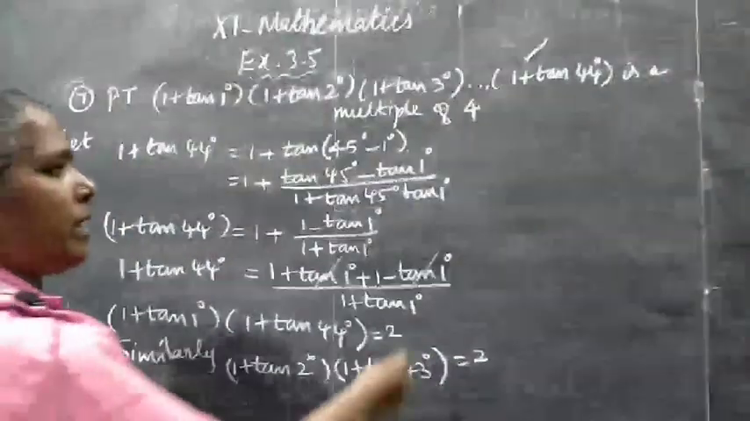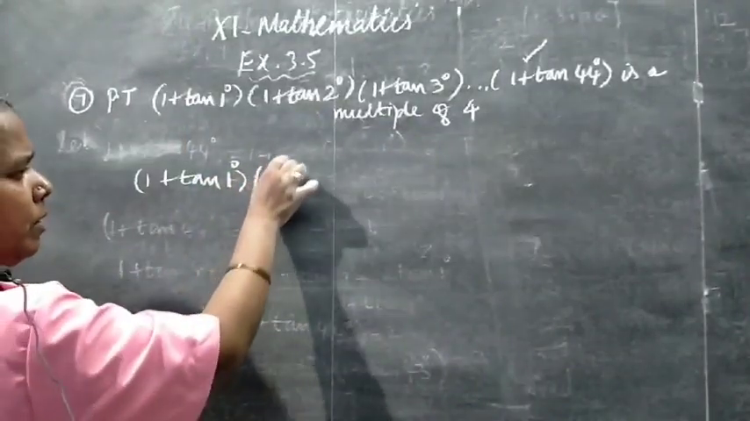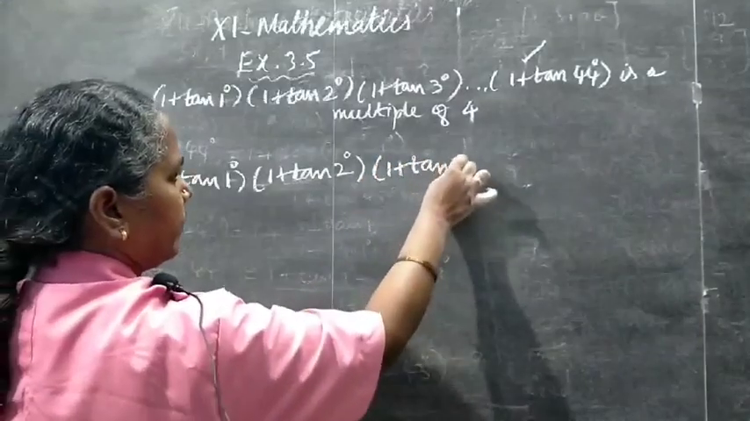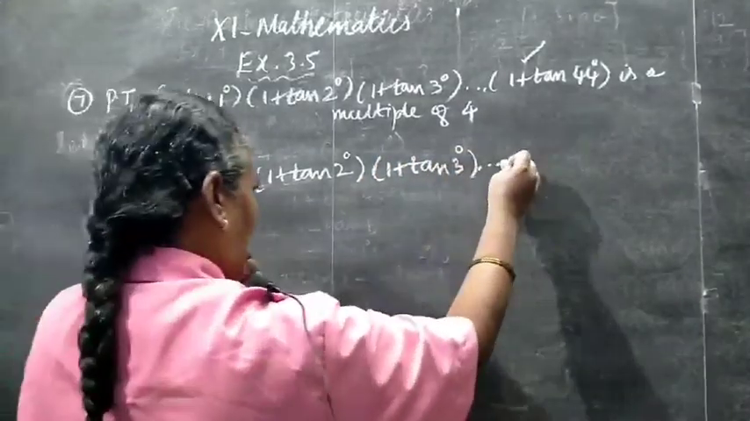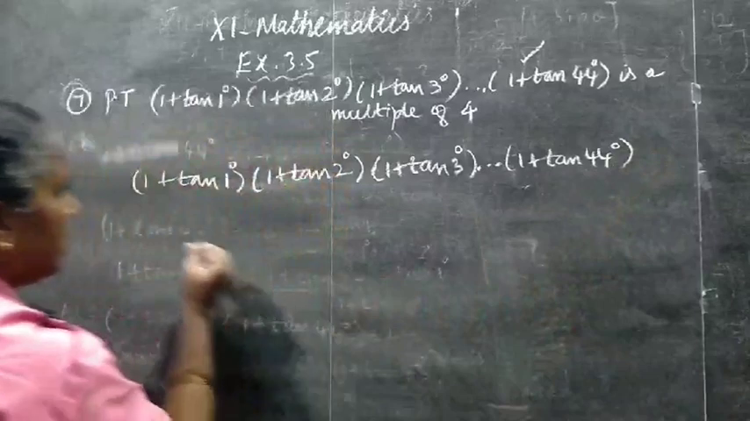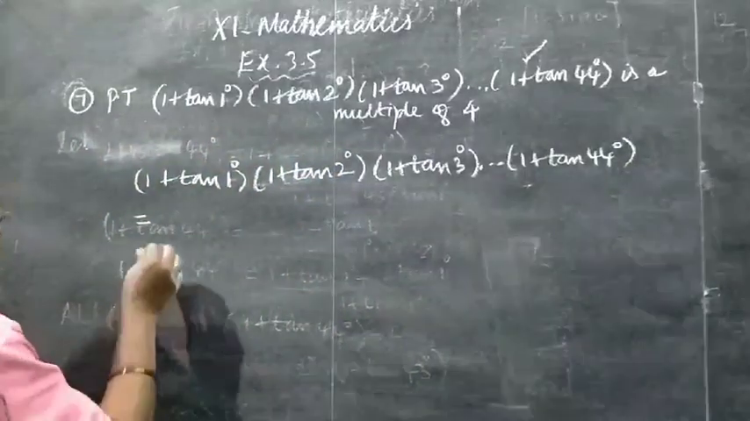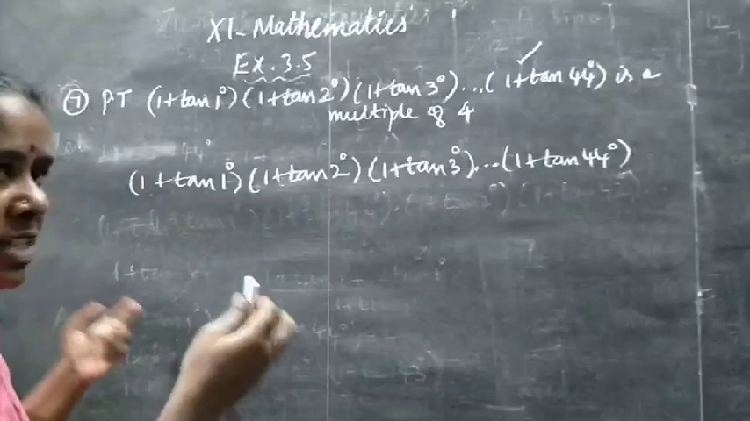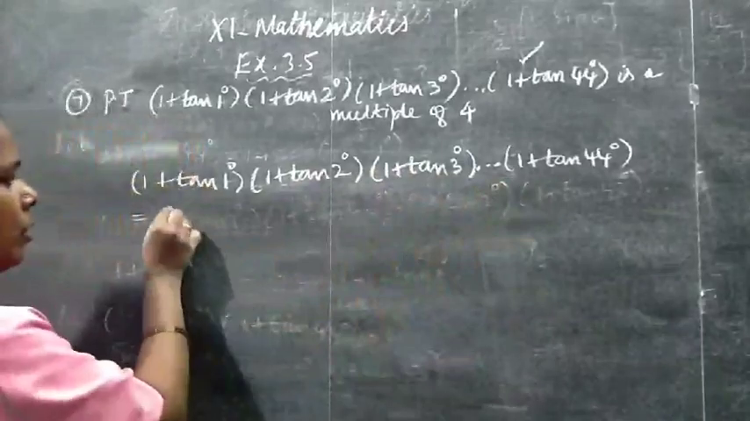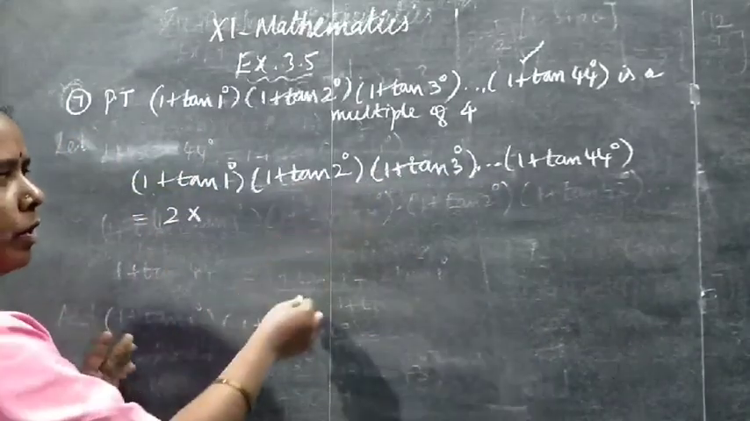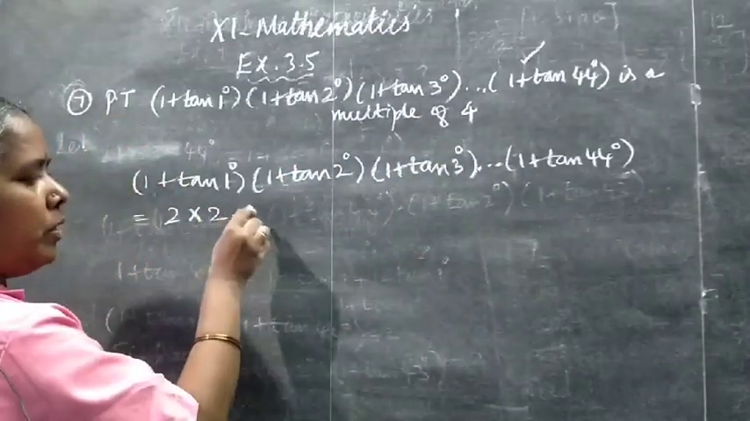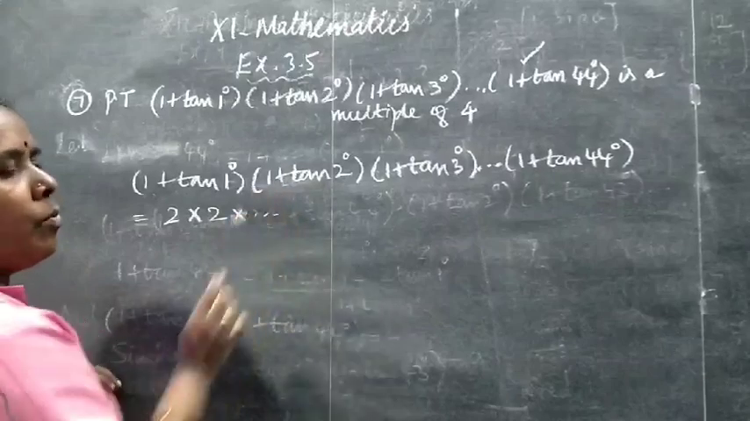Okay, then we can write the left hand side (1 + tan 1°)(1 + tan 2°)(1 + tan 3°) and so on up to (1 + tan 44°) is equal to, we know the values, the answer we received initially. Instead of (1 + tan 1°)(1 + tan 44°) we put 2, everything being in product only. So (1 + tan 2°)(1 + tan 43°) is 2. Similarly you will get more 2's.